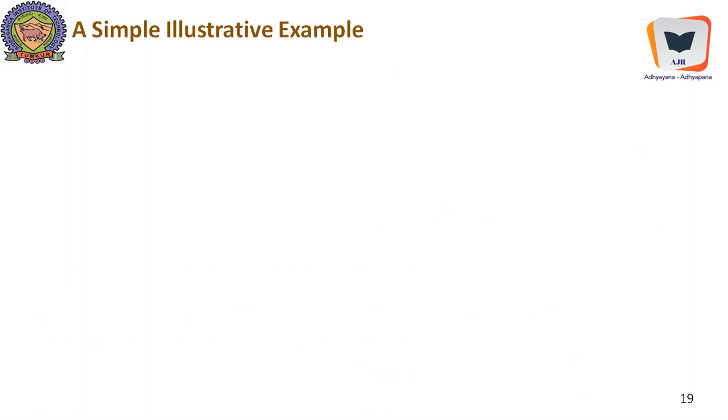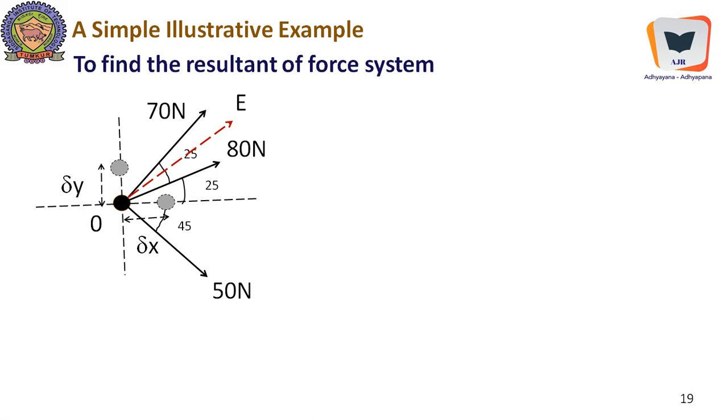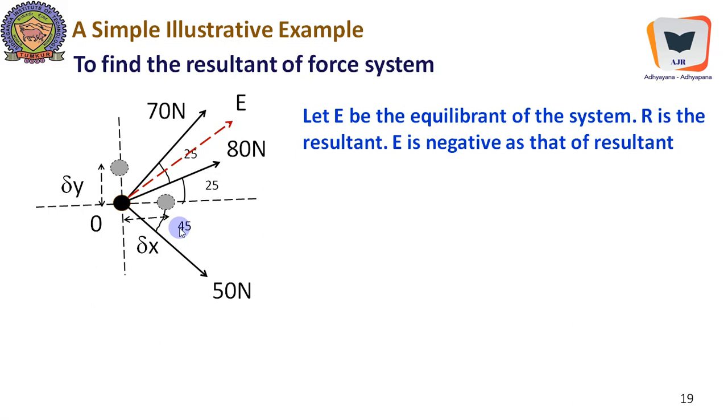We will take a simple illustrative example to reinforce our understanding of the virtual work principle, finding the resultant of a force system. Here is a particle subjected to 70 Newton inclined at 50 degrees, 80 Newton inclined at 25 degrees with respect to horizontal, and 50 Newton inclined to the horizontal axis this way at 45 degrees. We give a positive displacement in the horizontal direction rightwards and a positive displacement of the particle upwards. It is shown in dotted lines because it is virtual, because the system is in equilibrium.